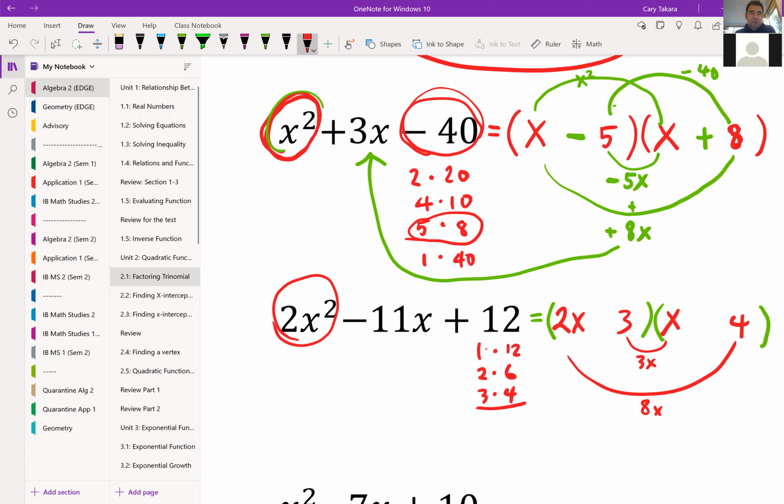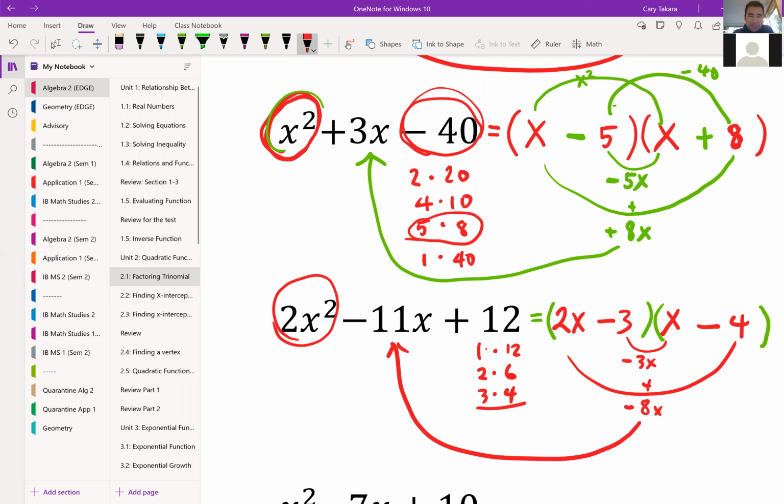Now, can we create negative 11 by adding 3x and 8x? Yeah, if 3x is a negative 3x, and 8x is a negative 8x, isn't it negative 11x if you add them together, right? That means 3 has to be negative and 4 has to be negative.